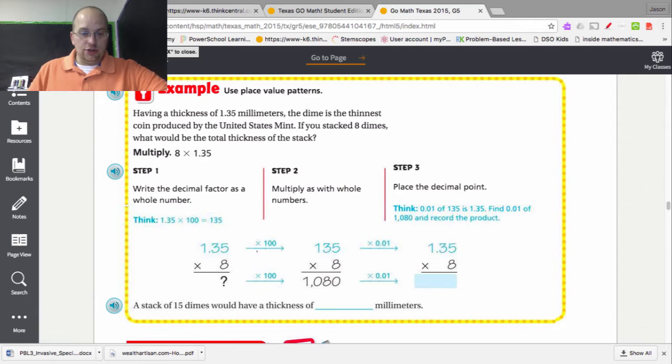Well, what we're going to do is multiply the top factor, 1 and 35 hundredths, times 100. Why did we do that? We only did it in order to remove the decimal. So when we have that with no decimal, it's just a regular multiplication problem, right? So we can work that out over here. 135 times 8.